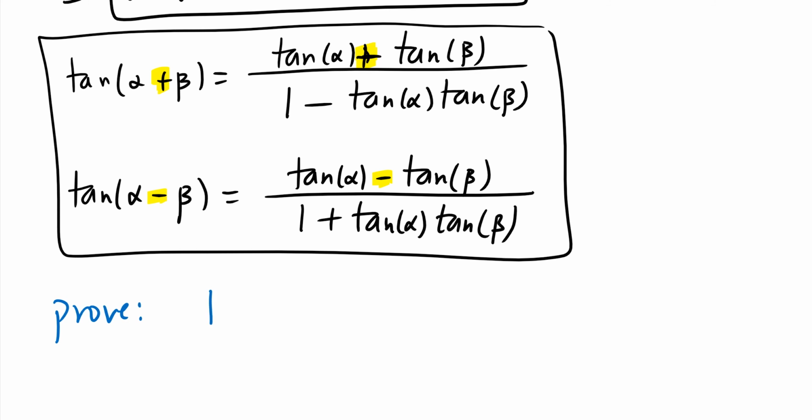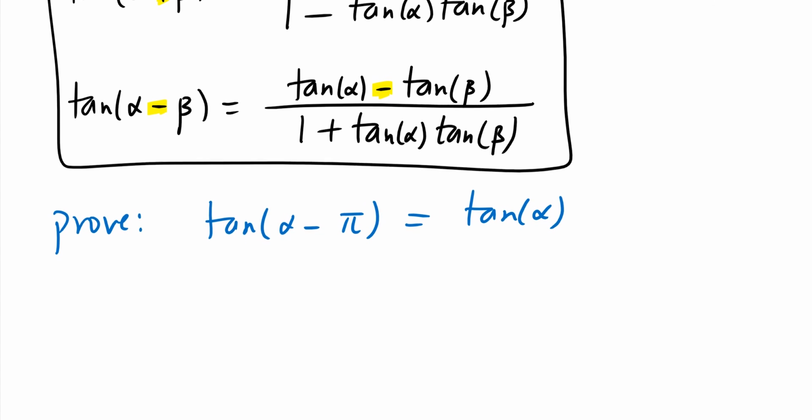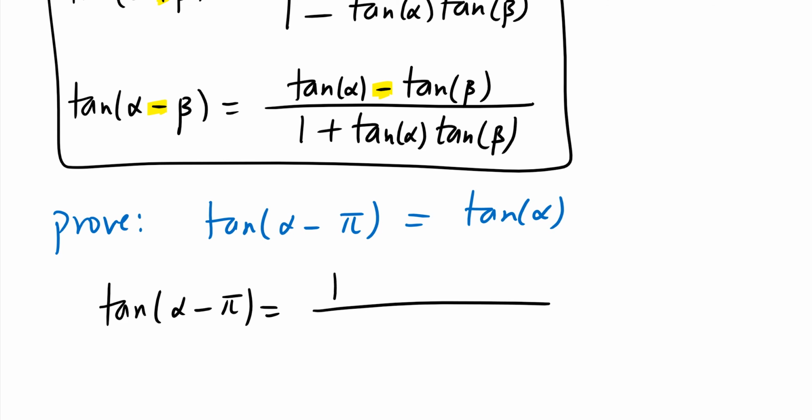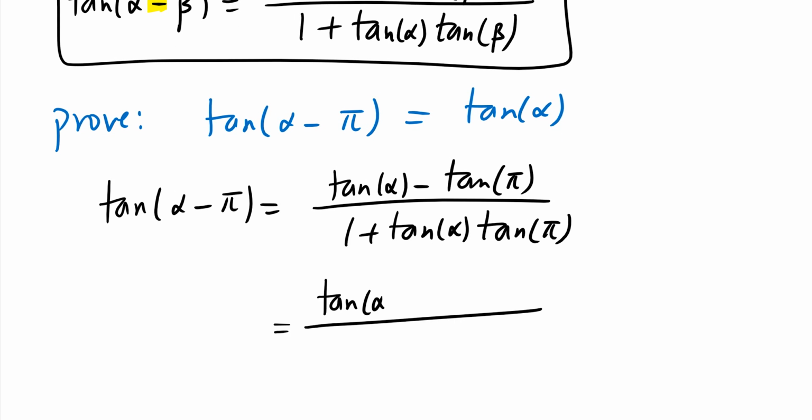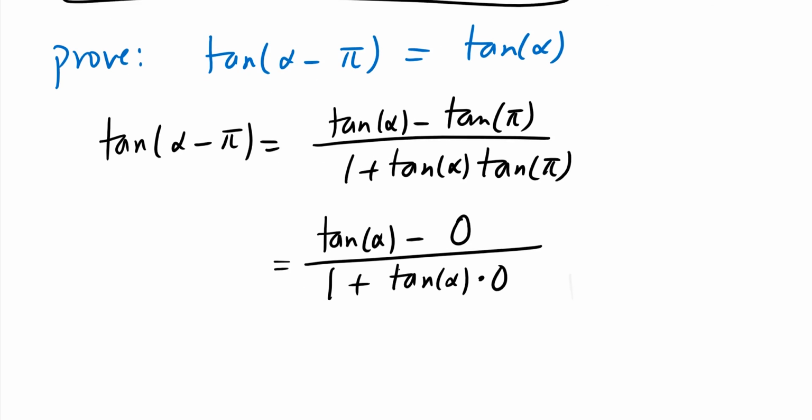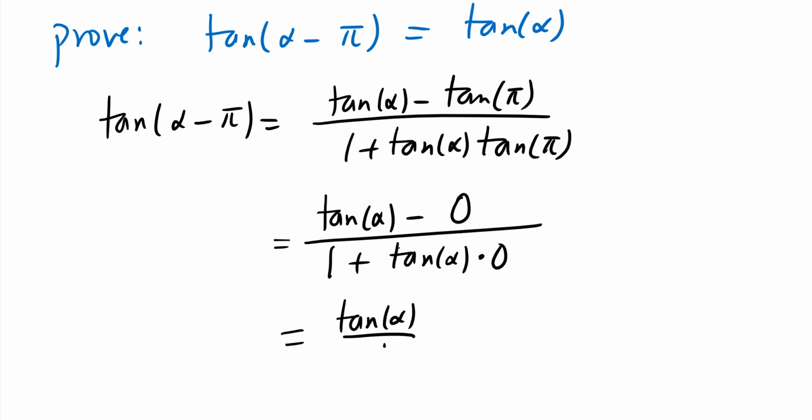Let's try to prove, just as an application, that tangent of alpha minus pi is tangent alpha. So let's see what we get for this one. Tangent of alpha minus pi. I'm going to use the form right above it. It's tangent alpha minus tangent pi over 1 plus tangent alpha tangent pi. But what is tangent pi? If you forgot that, it's sine pi over cosine pi, and sine of that is 0. So it's 0, and tangent alpha again times 0. So that gives us just tangent alpha over 1, which is tangent alpha.